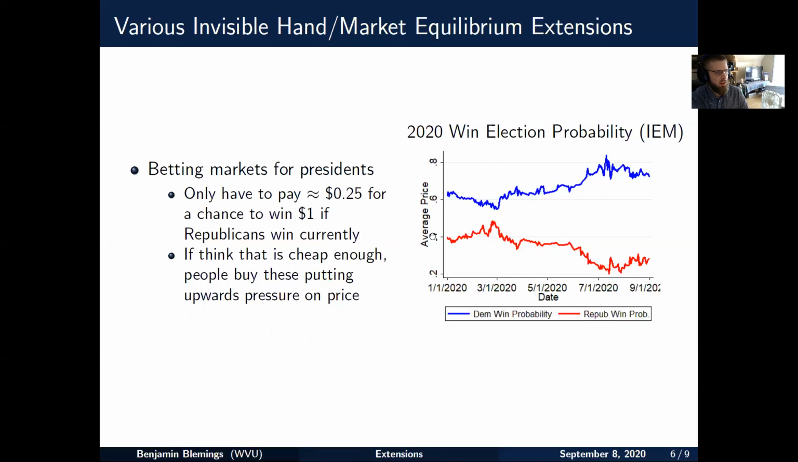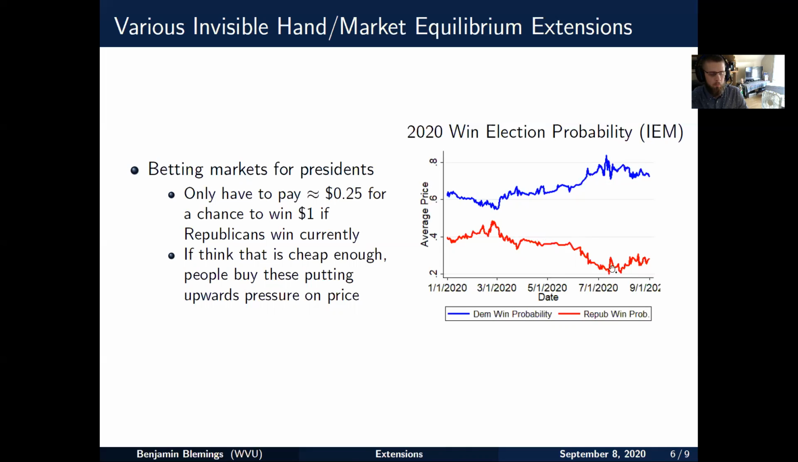And you can see here that the price for a share, if Republicans win, you'd get $1, and the price for that is 40 cents. And it's been trending kind of downwards over time, which implies that people think the Republicans are going to lose.